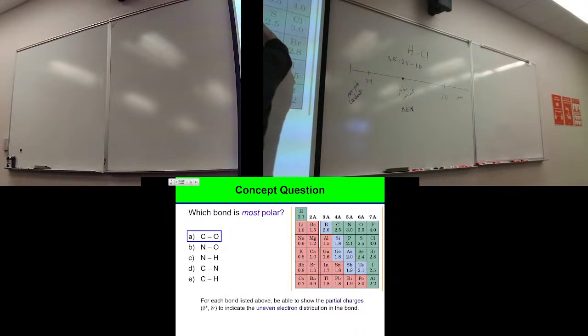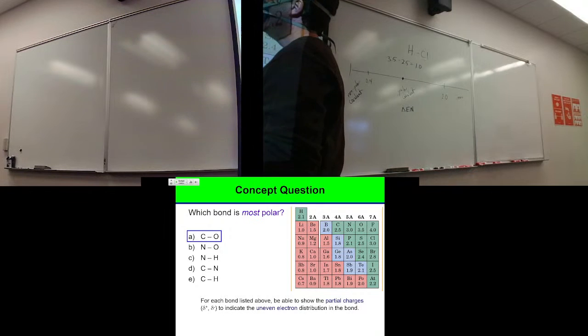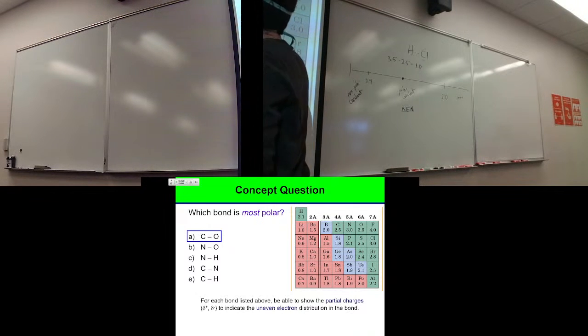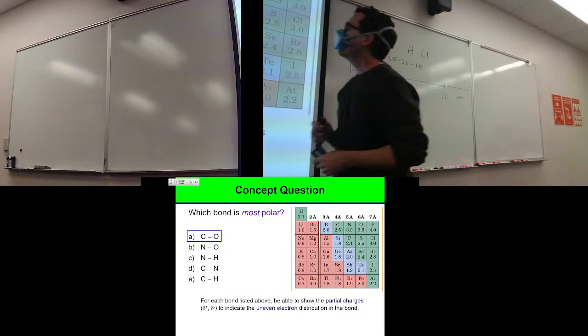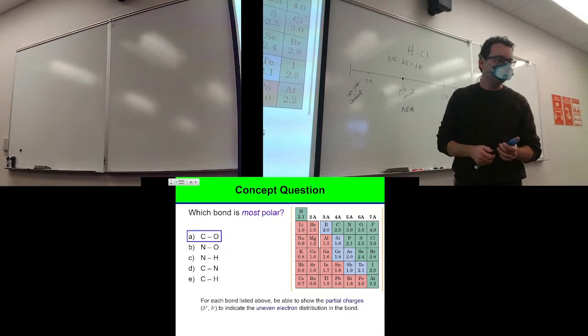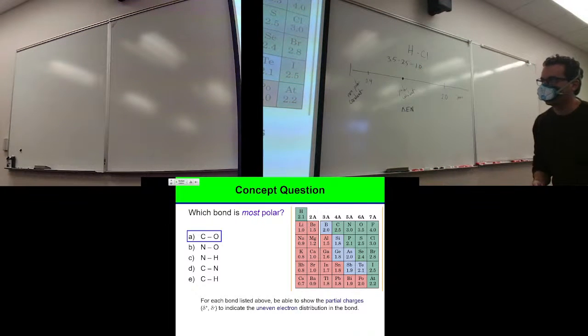Nitrogen to hydrogen, you would calculate 0.9, not as high as CO. Carbon to nitrogen, they're close together. Carbon to hydrogen, remember hydrogen sticks right about there. They're close together. So CO is the only one. CO is the highest difference in electronegativity, so it's going to be the most polar.